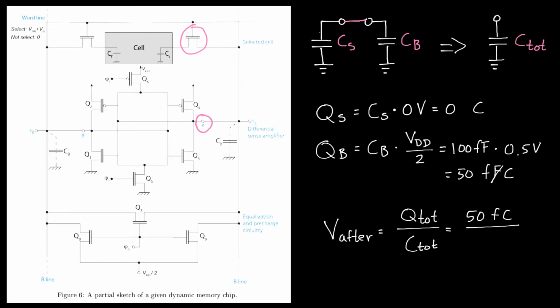The capacitance of two parallel capacitors is just the sum of their capacitances. So that would be 10 femtofarads plus 100 femtofarads, so 110 femtofarads in total. And that gives us 455 millivolts of readout voltage at node X before this sense amplifier has been turned on.